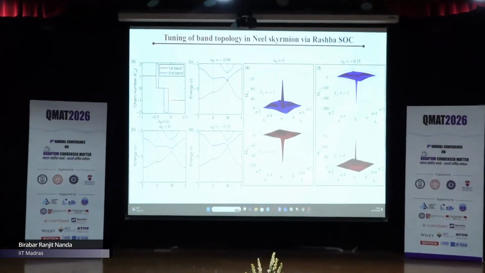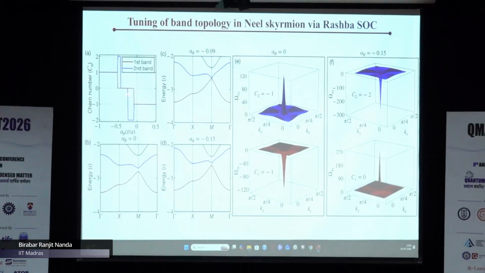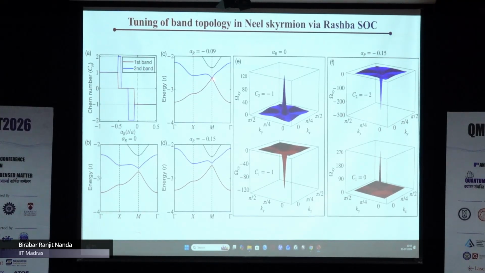It has a -1 chain number, and the blue one has a 0, even -2 chain number. Okay. Now what happens as I apply the Rashba field stronger, these bands start touching each other.